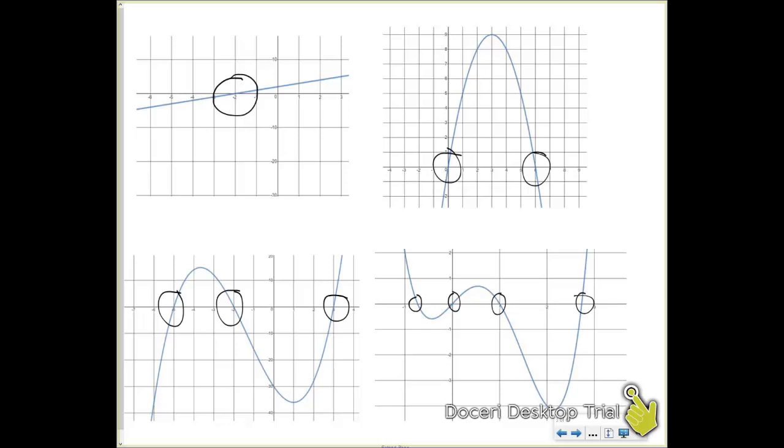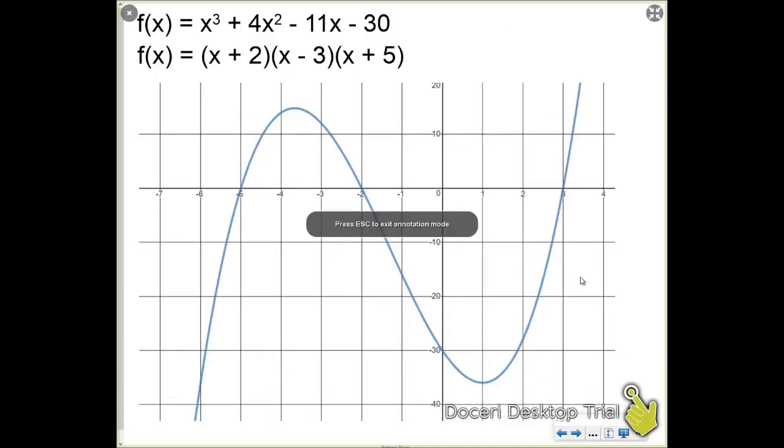However, let's take a closer look at that fourth degree. What if the fourth degree came down like this, went up, came back down, and then went back up? If that were the case, it would have only 1, 2 real solutions. The other 2 solutions would not be real. They'd be called complex or imaginary solutions. So the number of x-intercepts is the number of real solutions that the polynomial or the function will have.